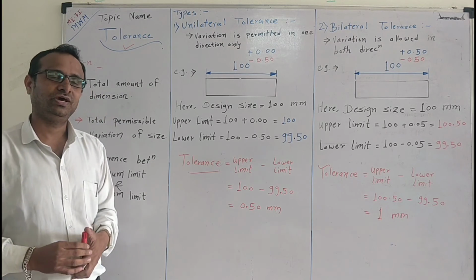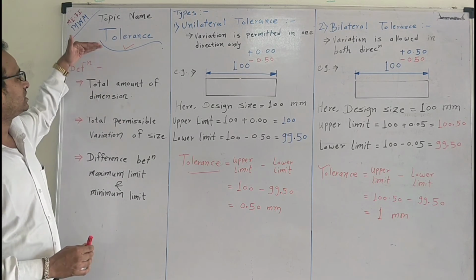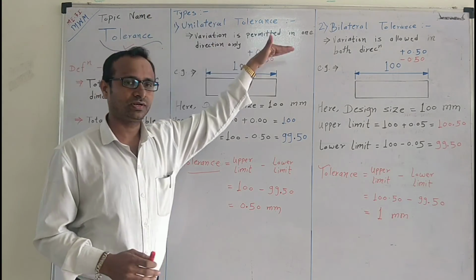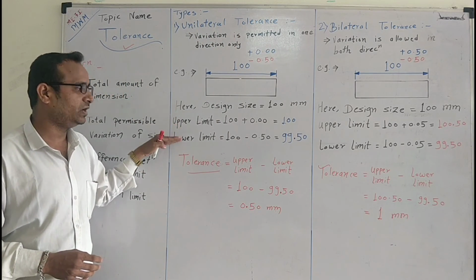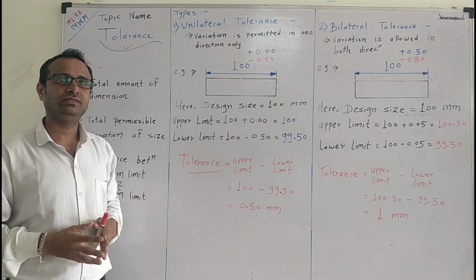So in this lecture we have completed the topic of tolerance, the types of tolerance, unilateral and bilateral, and how to calculate upper and lower limit, and also how to calculate the tolerance.